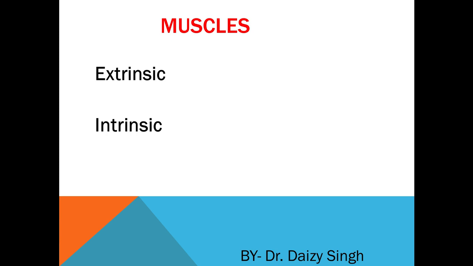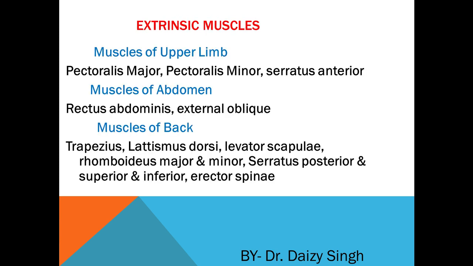Now we study the various muscles. The muscles are extrinsic and intrinsic. Extrinsic means those which are not confined to the thoracic region, and intrinsic muscles are those whose origin and insertion are in the same area, that is the thoracic region. Now what about the extrinsic muscles? There are the muscles of the upper limb which also form the thoracic wall. These are the pectoralis major and pectoralis minor, the chest muscles, and serratus anterior. These are the muscles of the upper limb.